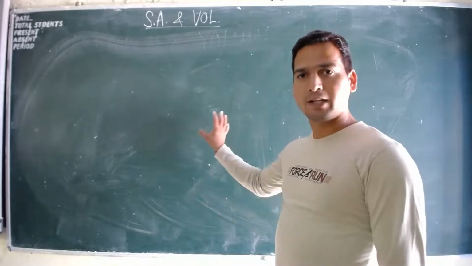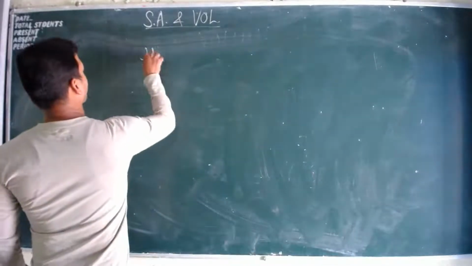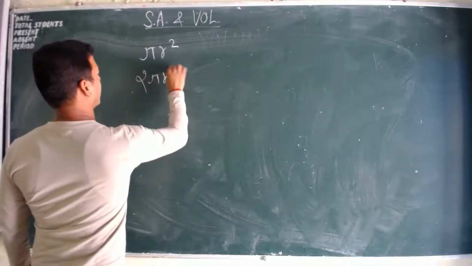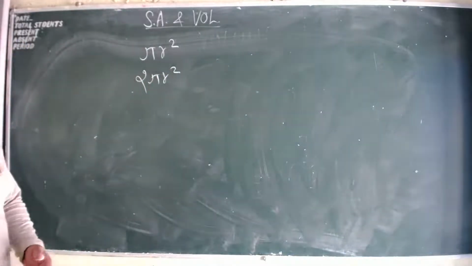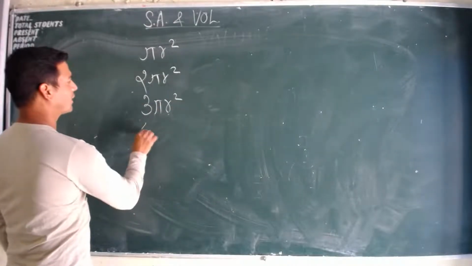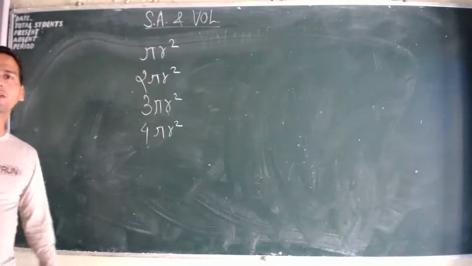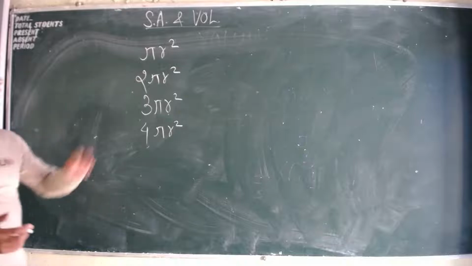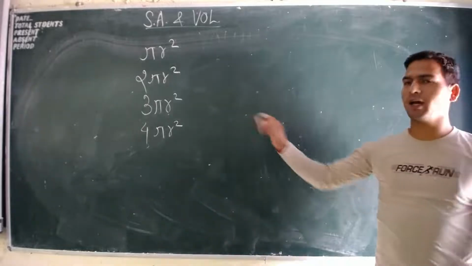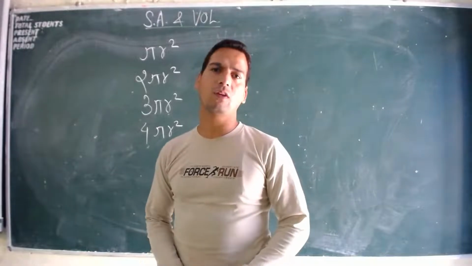The table is here in the case of pi r square. Pi r square means 1 pi r square. 2 pi r square. After 2 pi r square, what comes? 3 pi r square. After that, what comes? 4 pi r square. Just like the table, we will learn it. 1 pi r square, 2 pi r square, 3 pi r square, 4 pi r square. All are the formulas related to some figure.